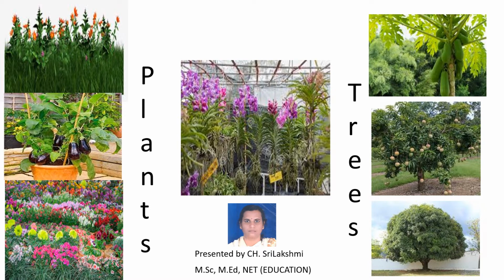So first is plants. What is the difference between plants and trees? They are plants of various sizes and shapes. Depending upon the size and shapes, first they are classified into plants and trees. Plants are small ones and trees are big ones with trunk.